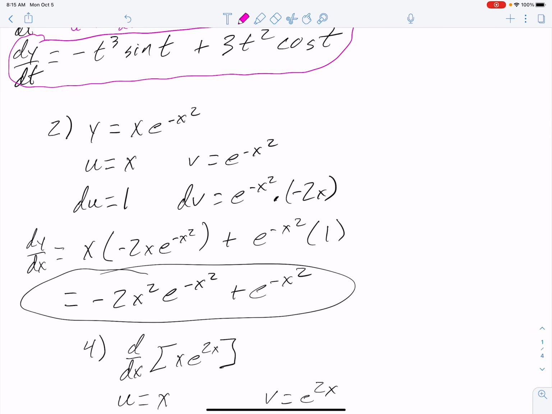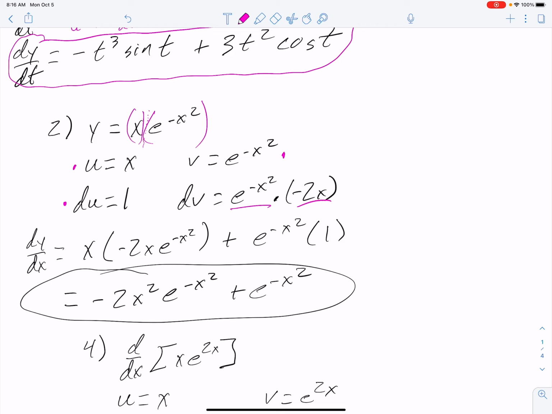Number 2, again, some people like to put a little dotted line, some people put parentheses, but I am asking you at the beginning here to label your u value. In this case, it's x. Du value then is 1. V value is e to the negative x squared. We know the derivative of e to a power is e to that power all over again. And then I've got to finish my chain rule. The derivative of negative x squared is negative 2x.